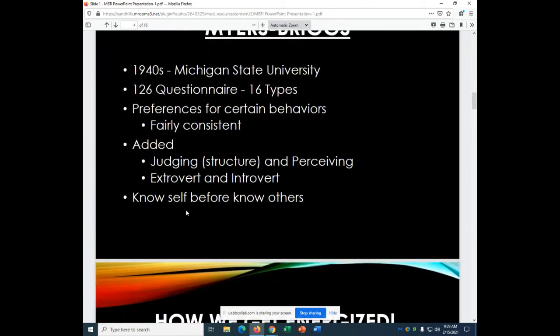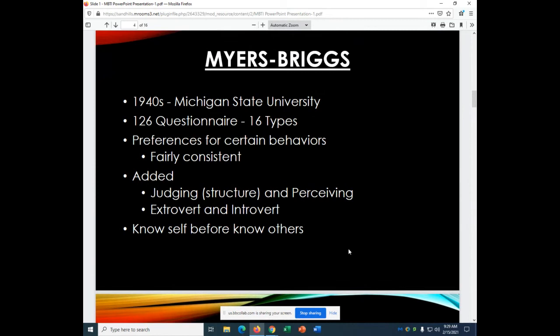What they also recognize is that when an individual knows about themselves, it's easier for them to know about others. And it's sort of like you got to love yourself before you can love anybody else. All right. They also came up with this being consistent.